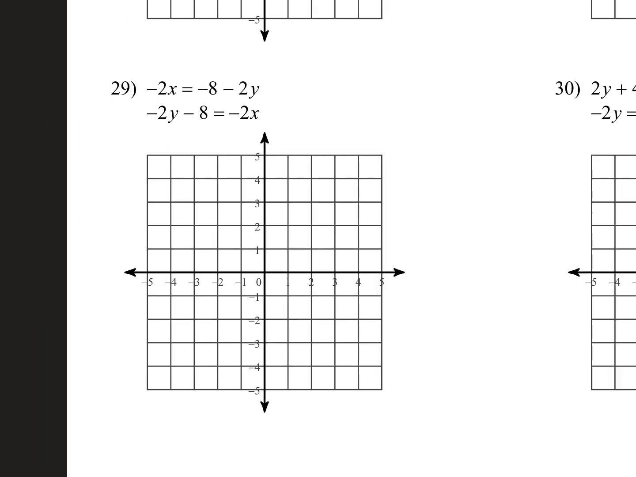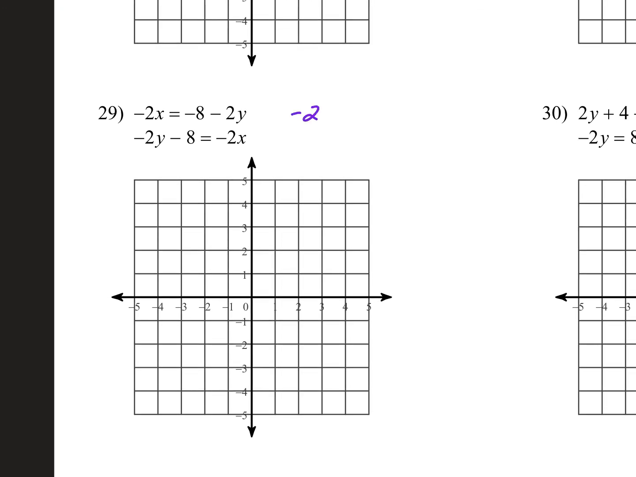I want to do 29. Okay, my first equation says -2x equals -8 minus 2y. What should I do? I want it to say y equals. So first thing I'm going to do is add 2y to both sides. So I have 2y minus 2x equals -8.